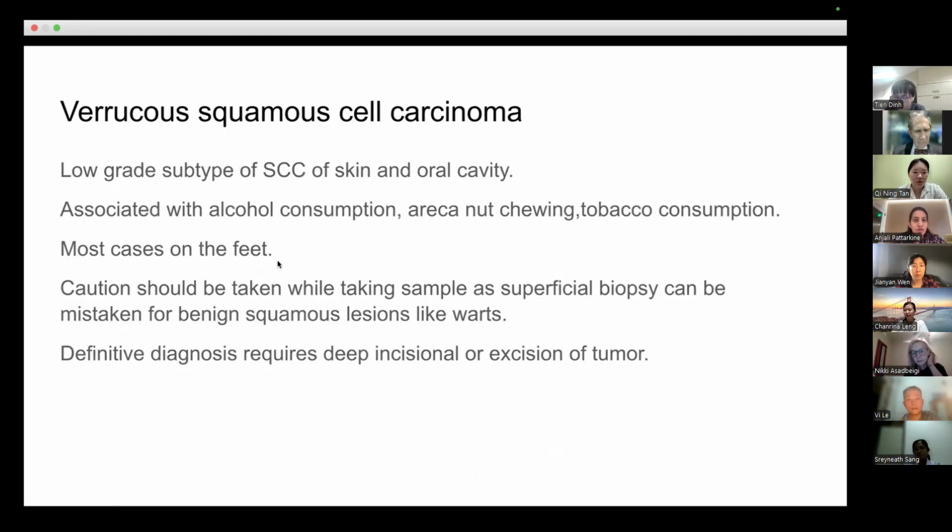So some information about it. It's a low-grade subtype of squamous cell carcinoma of skin and oral cavity. It's associated with alcohol consumption, areca nut chewing, and tobacco consumption. Most cases are on the feet. Caution should be taken while taking a sample, as superficial biopsy can be mistaken for benign squamous lesions like wart. Definitive diagnosis requires deep incisional biopsy or excision of the tumor.